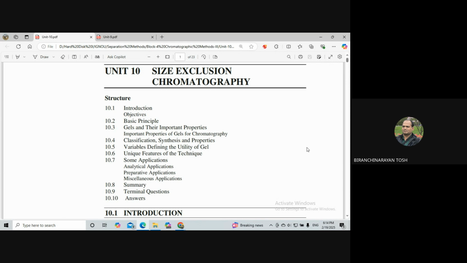However, if you probe into another criterion of classification based on equilibrium and rate process, the exclusion chromatography technique appears in the chromatographic process where liquid and solid are in equilibrium. Thus, very rightly, size exclusion chromatography is one of the important forms of liquid chromatographic technique.